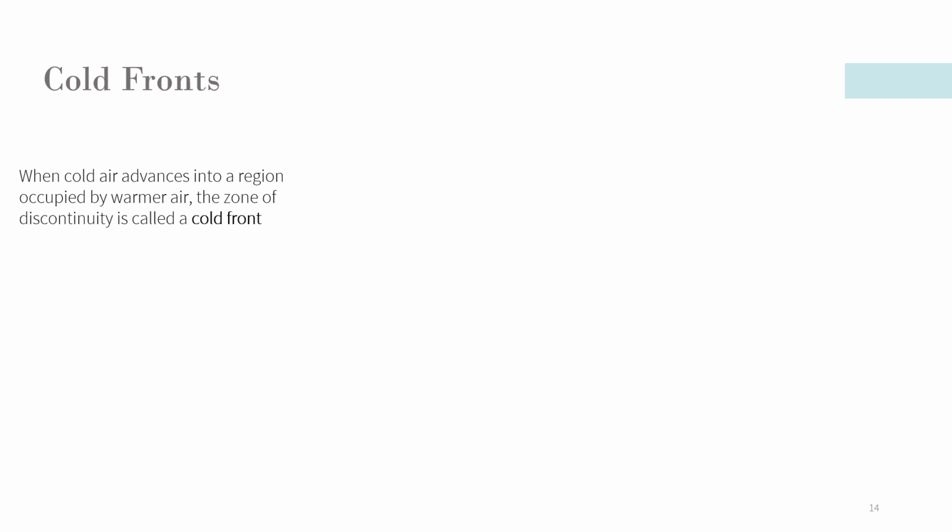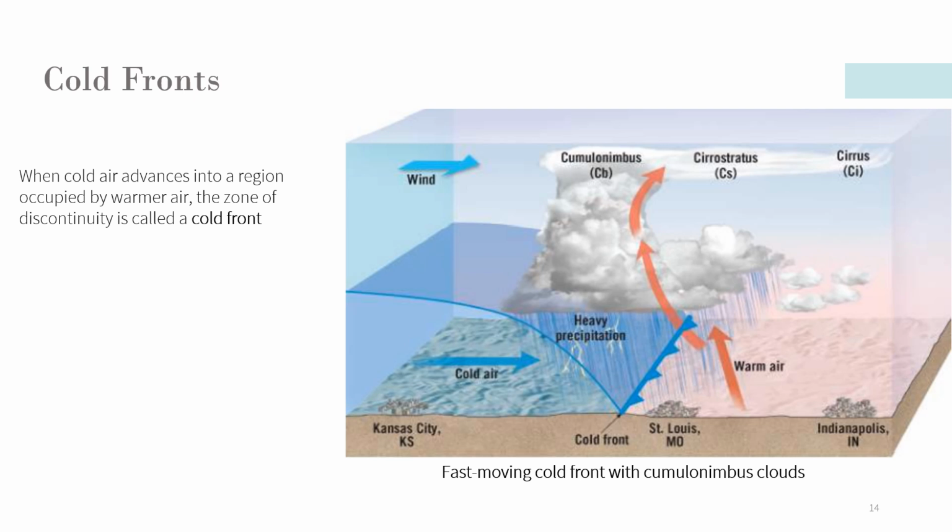Since cold fronts are steep and fast, this steepness of slope and rate of movement largely account for the nature of cold front weather, which tends to be more violent compared to warm front weather. As you can see here, this is a fast-moving cold front with cumulonimbus clouds. A thunderstorm often occurs if the warm air is unstable.